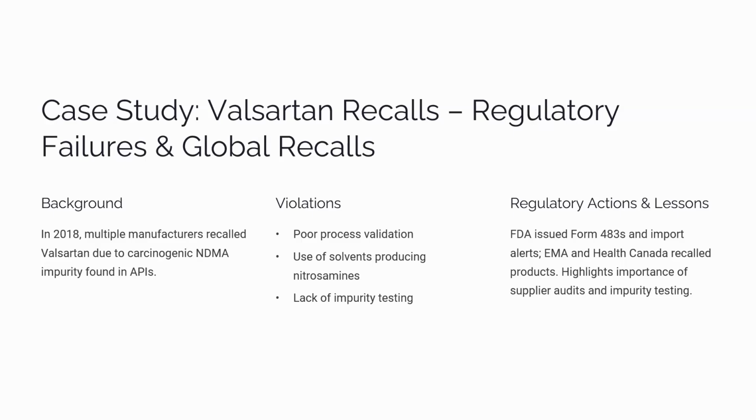Okay, all the supplier audits and impurity testing are of high importance to make sure that the product is not violating any laws and is compliant to be marketed. Okay, if there are any violations observed, FDA straight up sends a Form 483 and import alerts along with warning letters, which makes the health authorities recall their products in their countries.